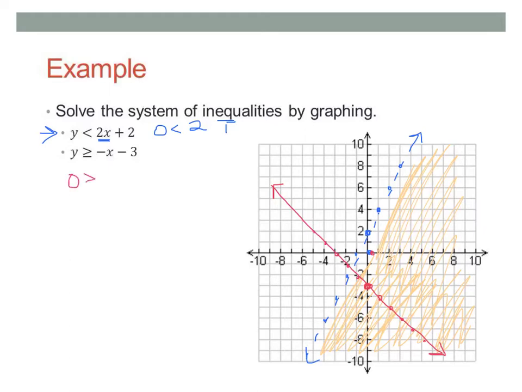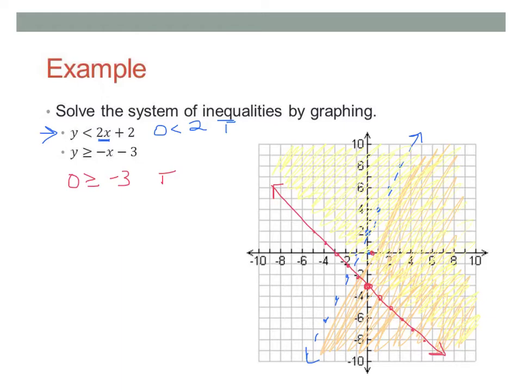So is 0 greater than or equal to -3? That is also true. So now we're going to shade where that test point is, and we're shading that entire side of that red line. So not just where the other one was shaded, but that entire side of that red line.